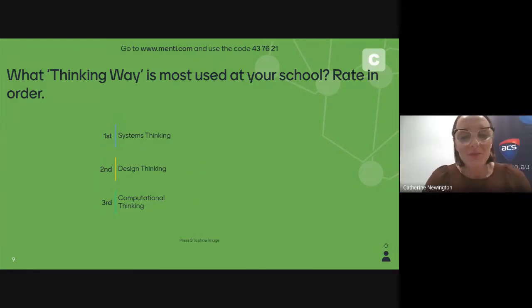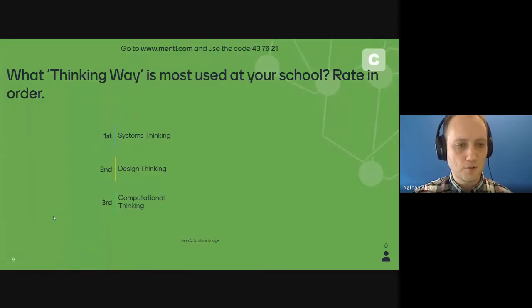Yep. Okay. So this is the little bit of the interactive part that we have. I want you to go into menti.com and use the code 437621. And this slide should now come up. And we want to ask the question, what way of thinking is most used at your school? It's a little bit of a rating system. So which one's the first, second, and third? Or even think about which one is most common at your school as well. If you're not at a school, you might think of the question as which one is the most familiar to you, or the one that you feel the most confident that you could talk about.